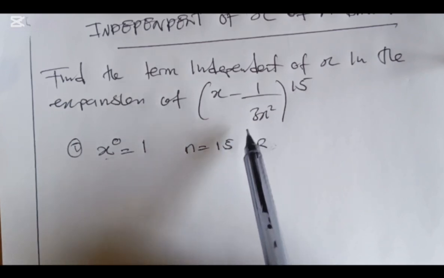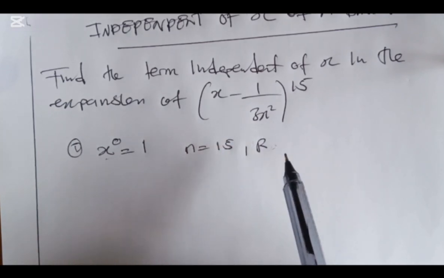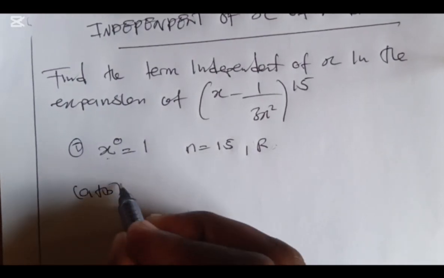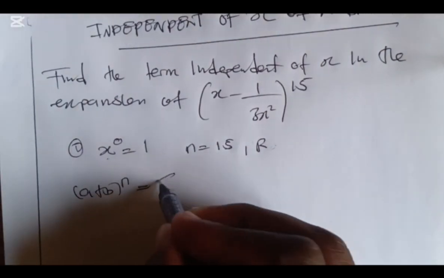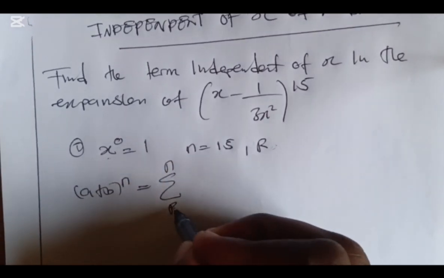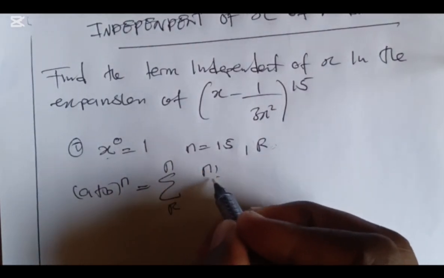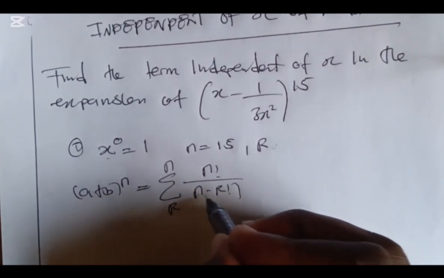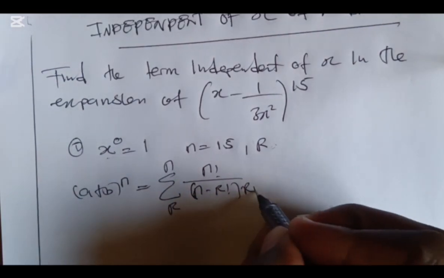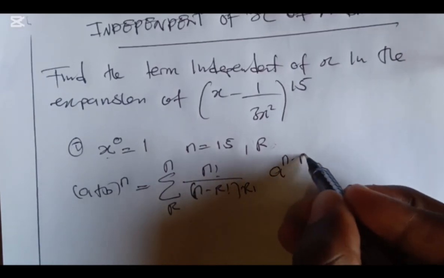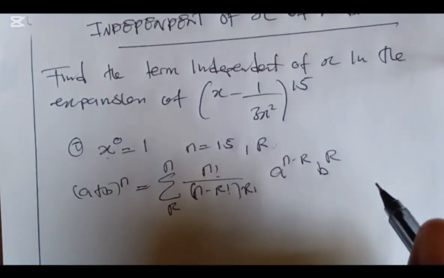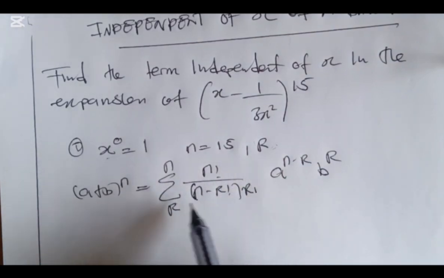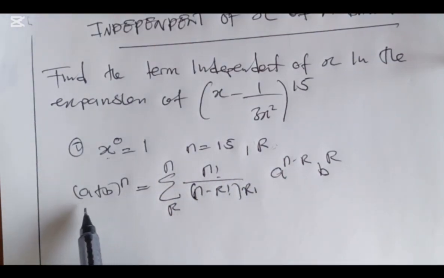So now what we're supposed to do is to find this r. So how can we find this r? We know that using the binomial theorem, if you have a term a plus b raised to the power n, this should give us the summation of n choose r, where we have the binomial coefficient n factorial over n minus r factorial, then r factorial, then a to the power n minus r, and b to the power r.